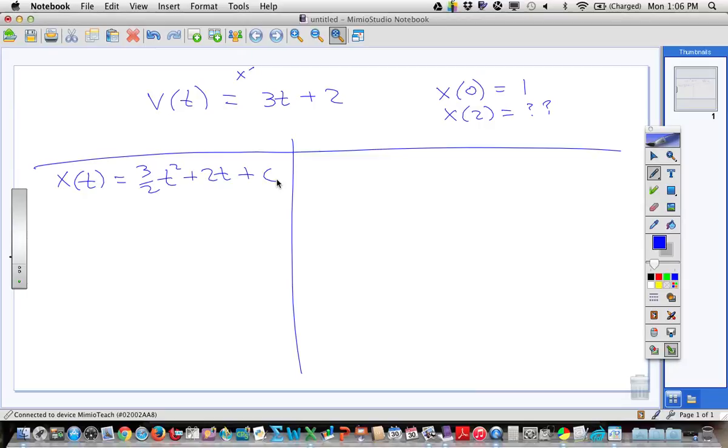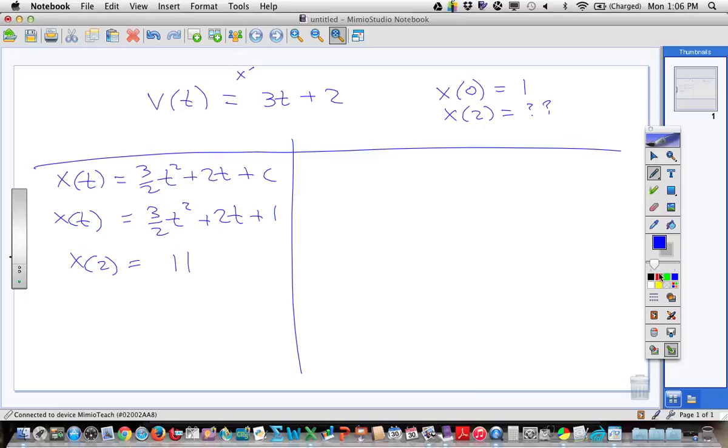And you might run into a problem where they ask for the position function. So yeah, you'd want to be able to do this. Then we would put our initial condition in. C would be a 1. So 3/2 t squared plus 2t plus 1. And so therefore x of 2: 4 times 3/2, that'd be 6. Plus 4 is 10. Plus 1 is 11. So this particle started at 1 on the x-axis and ended at 11. Now it may have turned around at some point in there, but that's what it did.